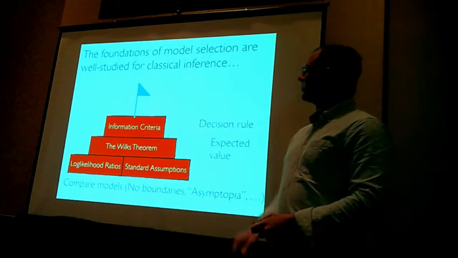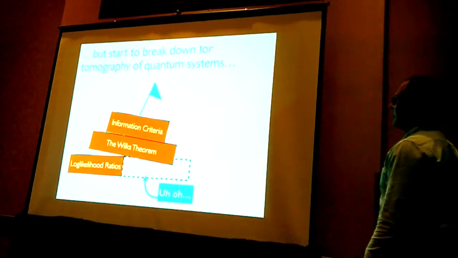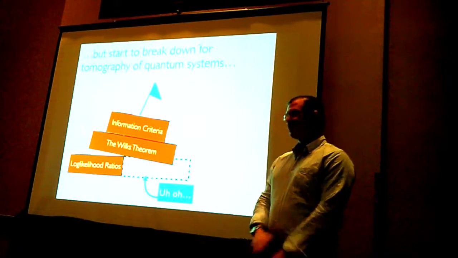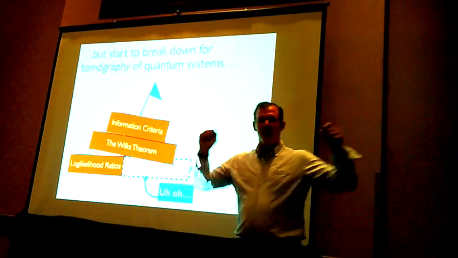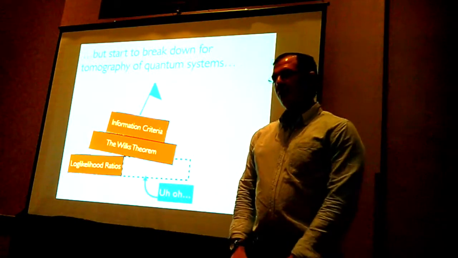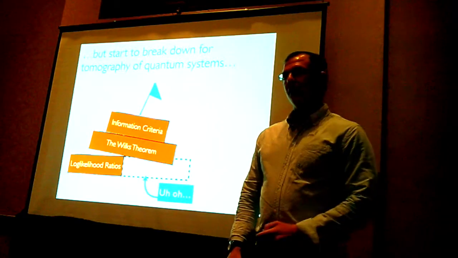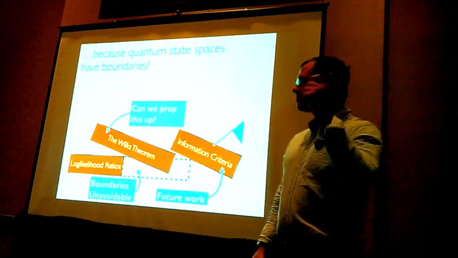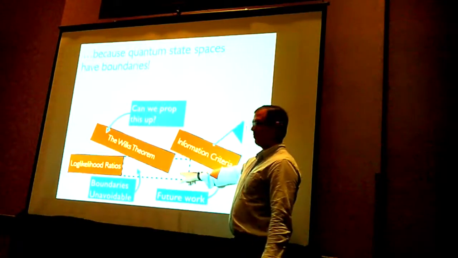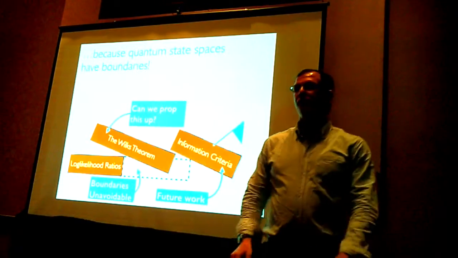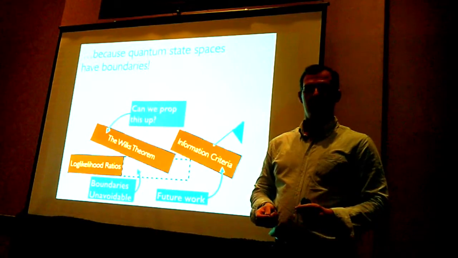Now, what happens? Well, unfortunately, things start to break down for the tomography of quantum systems. Some of these standard assumptions that we just blithely invoked and said, all right, let's go do it, they just don't apply. Why? Because quantum state spaces have boundaries. And these boundaries, they are unavoidable. It means that standard assumption of no boundaries in my parameter manifold, it's always going to be broken.